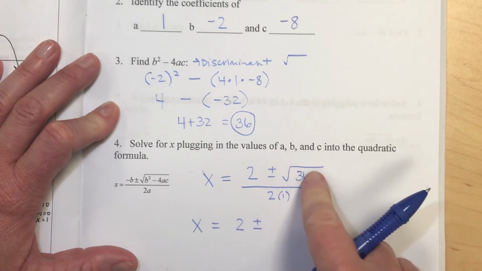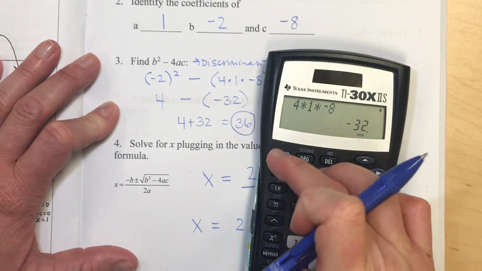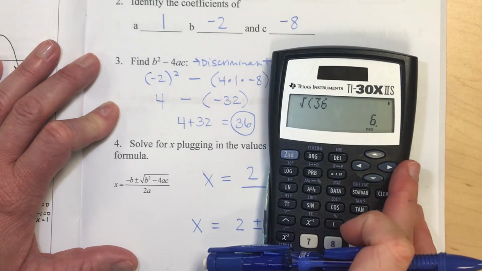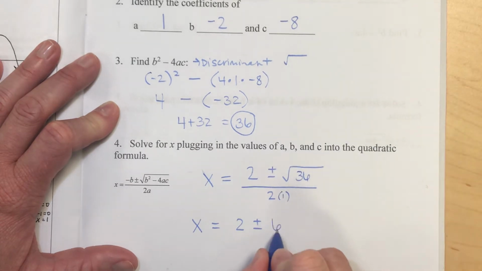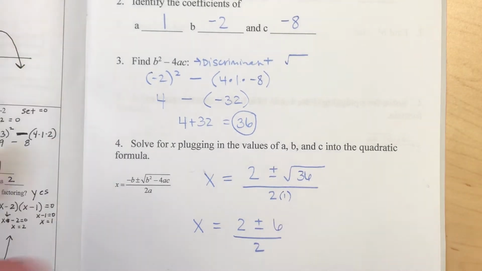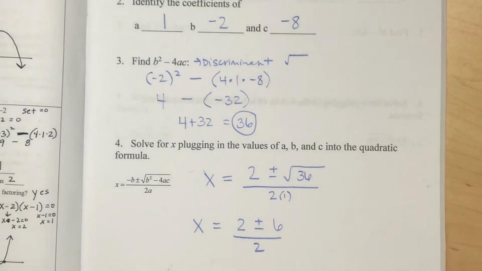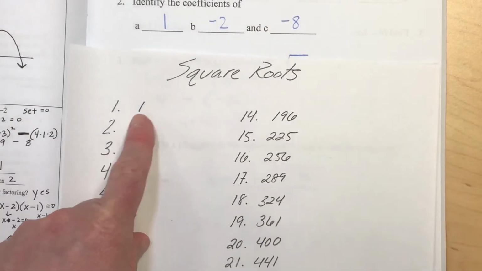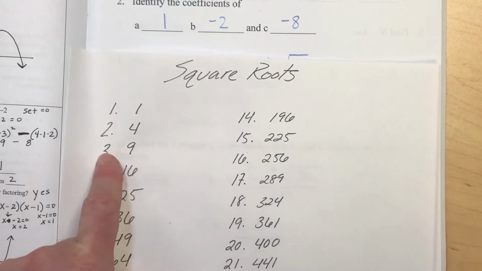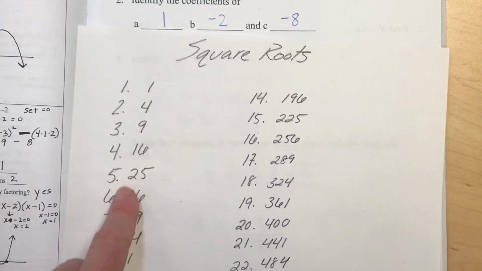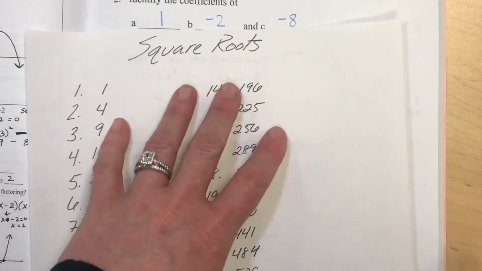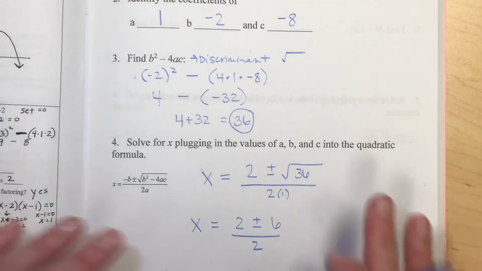Do you know what the square root of 36 is? If you don't, use your calculator, but hopefully you have a list of perfect squares that you can use. I normally tend to pass this out in my class, and it's just a sheet. Maybe this would be a handy list to have: 1 squared is 1, 2 squared is 4, 3 squared is 9, 4 squared is 16, all the way up to 25, just kind of as a handy, convenient list that you can refer to as needed.